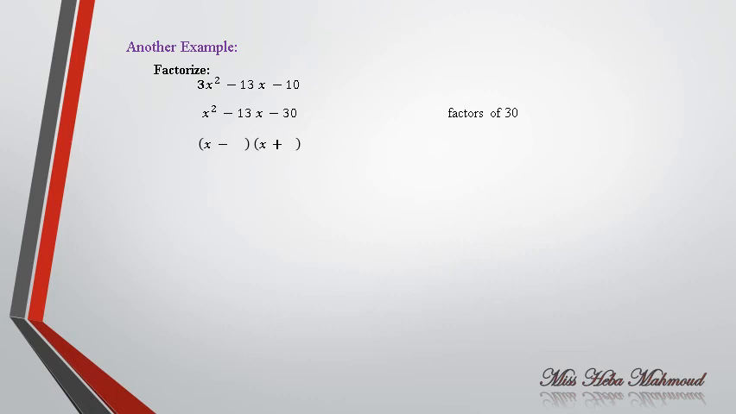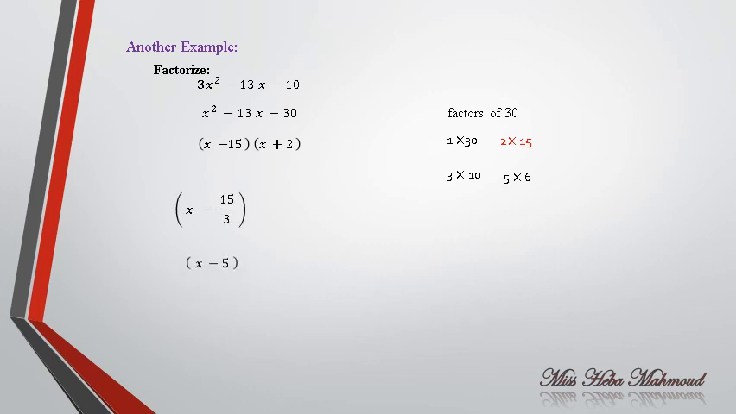Now, you have to find the factors of 30: 1 times 30, 2 times 15, 3 times 10, and 5 times 6. But which of these two factors, their difference, will be 13 like the middle term here? So we take 2 times 15 and take the greatest factor, which is 15, and write it beside the sign of the middle term, the negative sign. So the brackets will be x minus 15 and x plus 2.